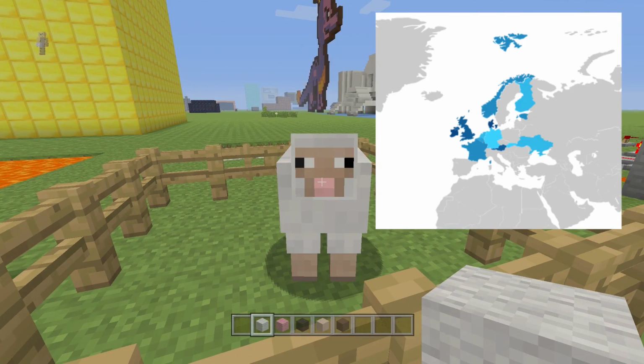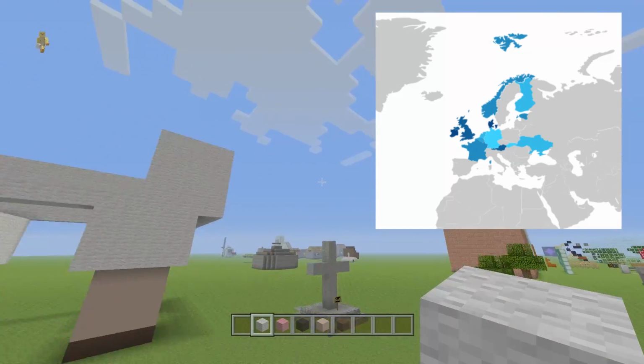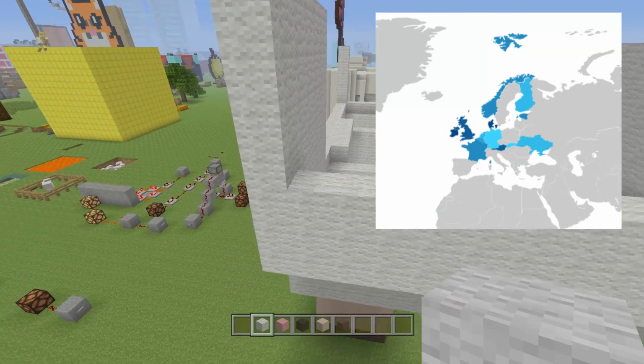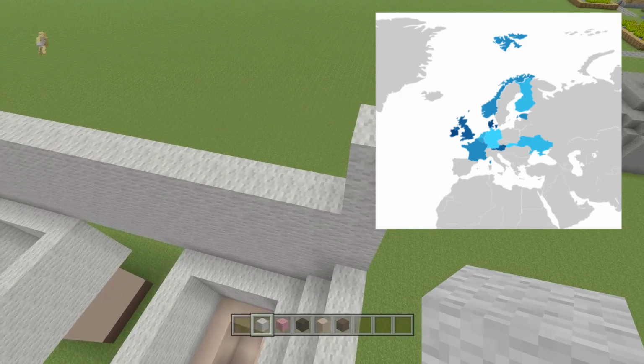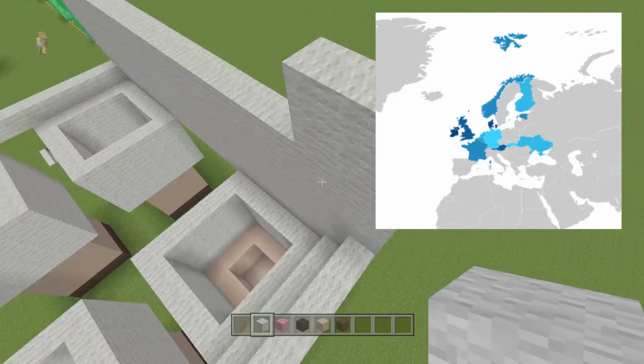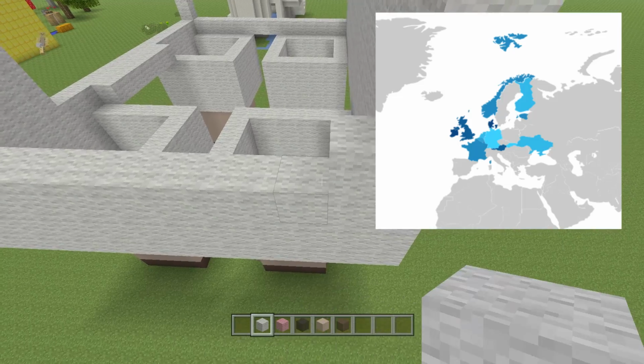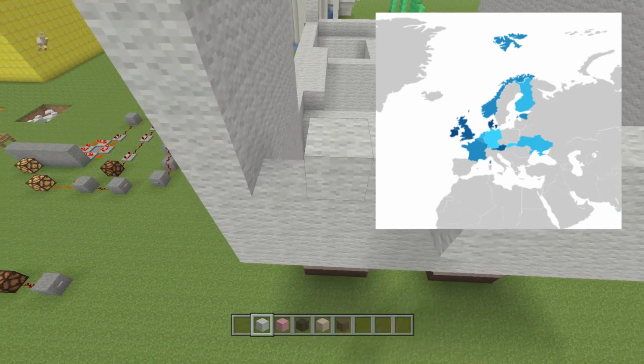Let's count the UK. There's Ireland, so that's 2. Then it's France, Germany, Denmark, Finland, Norway, Estonia. Yeah, that's 14. I'll put it on screen, like I said. Lots of countries.